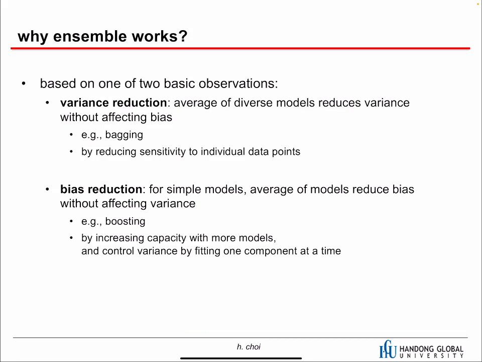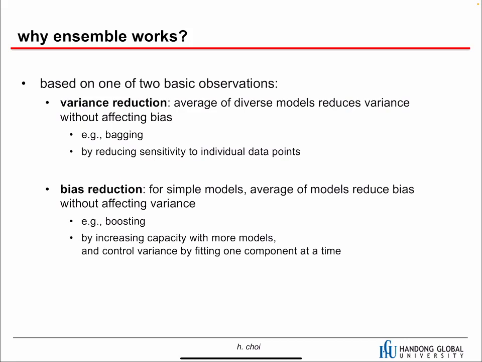Okay, then the next topic is why ensemble learning works. Ensemble learning works based on two observations. The first one is that ensemble learning reduces the variance. We talked about the variance and bias trade-off in the density estimation, right? In error, we have a variance and a bias. Ensemble learning can reduce the variance or it can reduce the bias.